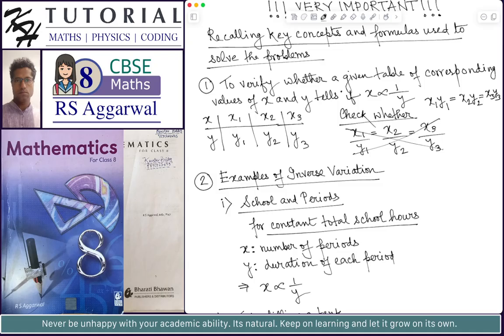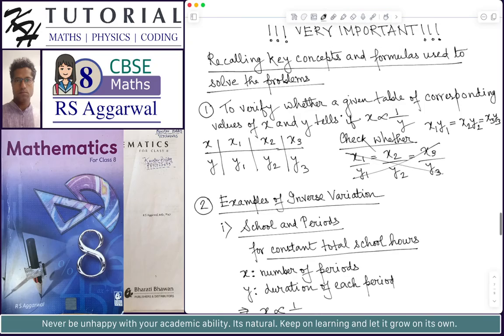If not, then you will say that the quantities x and y are not inversely proportional to each other, and if all the products, that is x1 y1, x2 y2 and x3 y3, come out to be the same constant, then you will say that the quantities x and y are in inverse variation. Okay. Now this was only one concept that was used to solve all the problems.